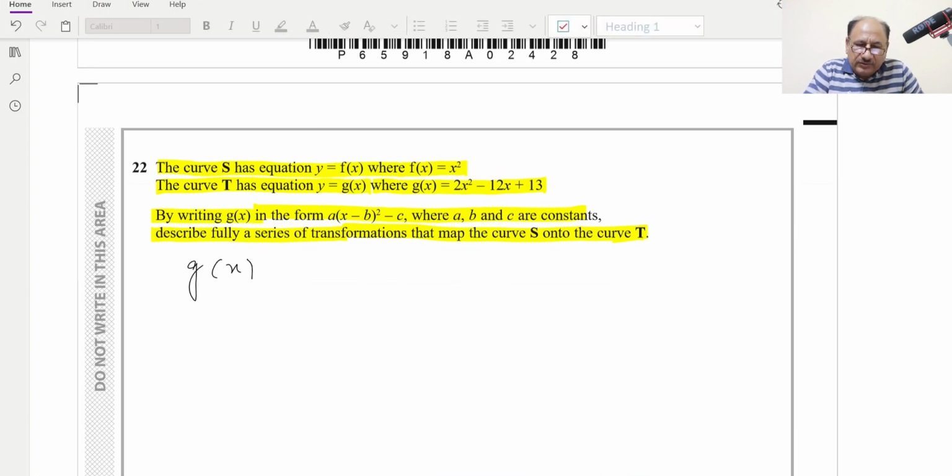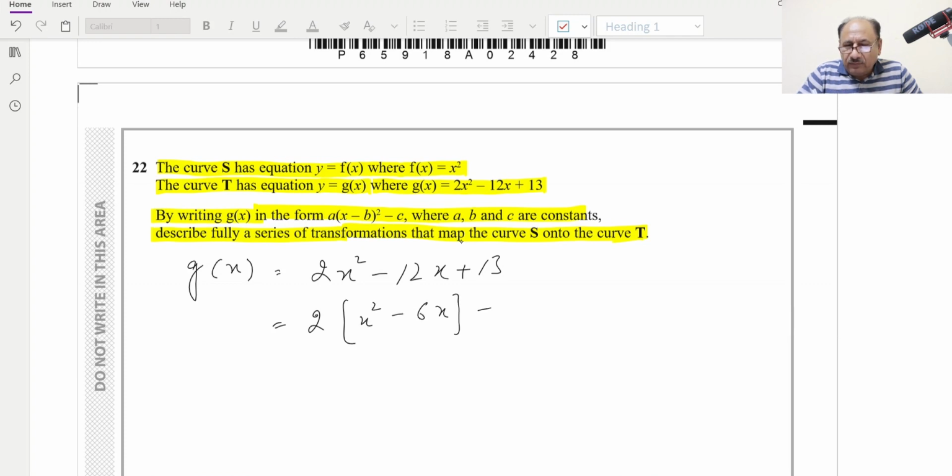So g of x is given as 2x squared minus 12x plus 13. In the completing square method, first of all we have to remove the coefficient of x squared. So inside will be x squared minus 6x, and plus 13 as it is. This is the tail portion which we are keeping as it is. Then by the rule we write x minus half of 6, which is 3, so x minus 3 squared, and minus 3 squared also, bracket close, and plus 13.